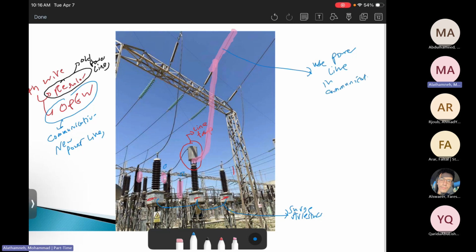How? As we know, the power line has a standard waveform, for example, cosine of 2 pi times 50 hertz times t, which is 2 pi times the frequency, which is 50 hertz. Then we can put the communication signal inside it.